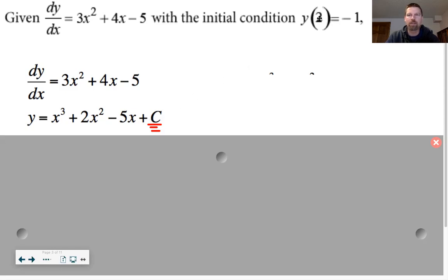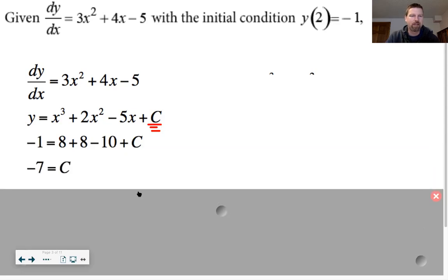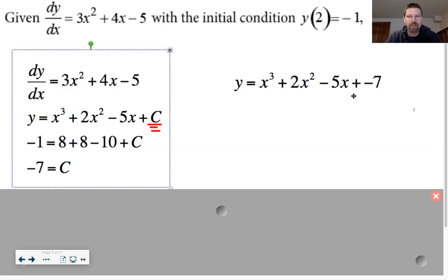Because I know when I plug a 2 in for the x, I get a negative 1 out for the y. So put in a negative 1 for the y, put in 2's for all the x's, and you can figure out what your c is. Don't stop there. That's the biggest mistake students make with initial value problems. They're like, hey, I found my c. But you're normally asked to do something with that c. So here's the original equation with the correct c. There's my antiderivative, same thing, but now with a c of negative 7.